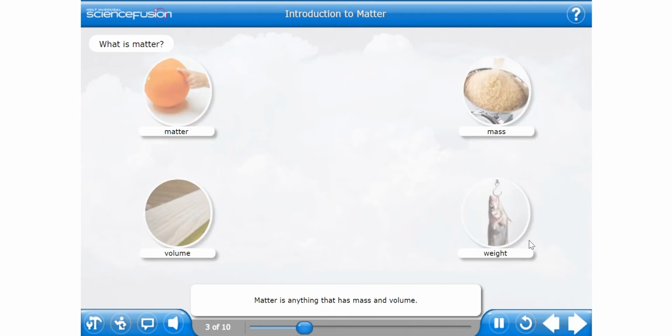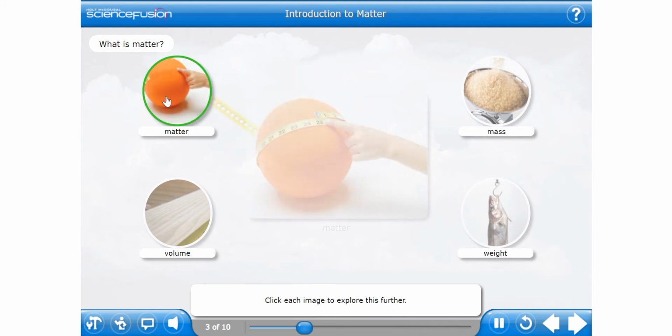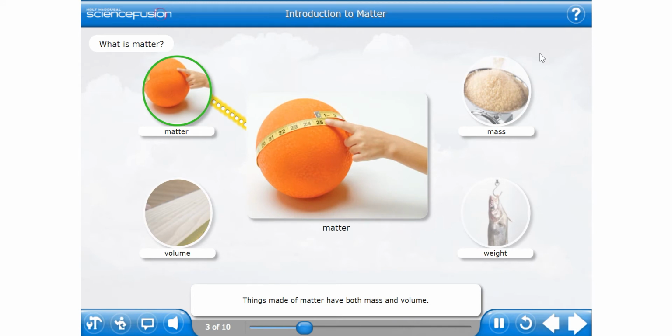Matter is anything that has mass and volume. Click each image to explore this further. Things made of matter have both mass and volume. You can measure mass and volume using different tools and methods.